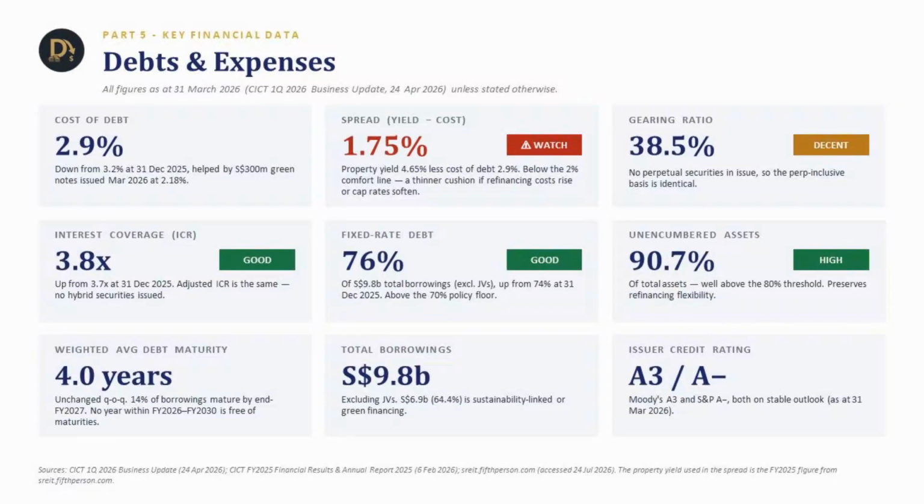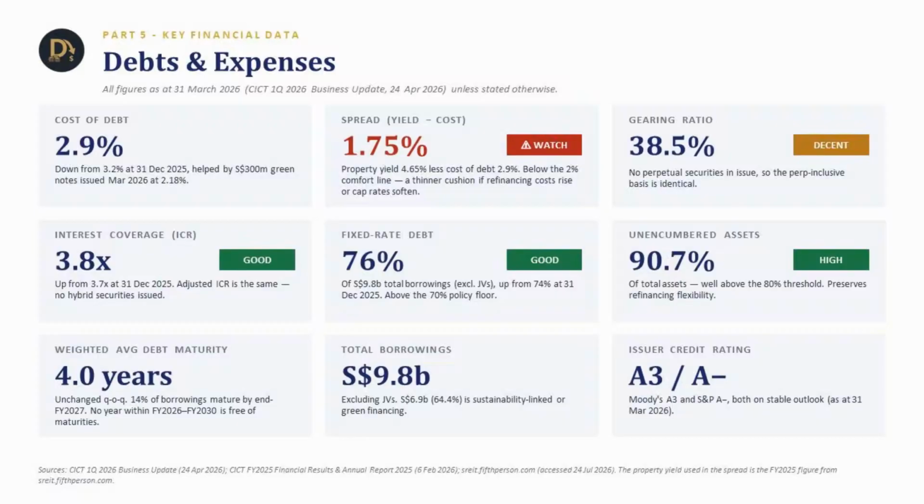And then there's the unencumbered assets metric. It stands at an exceptionally high 90.7% of total assets, well above their 80% threshold. That preserves significant refinancing flexibility. If unsecured bond pricing becomes unfavorable, they have the mechanical ability to pledge those unencumbered assets to secure direct collateralized financing, usually at tighter credit spreads.